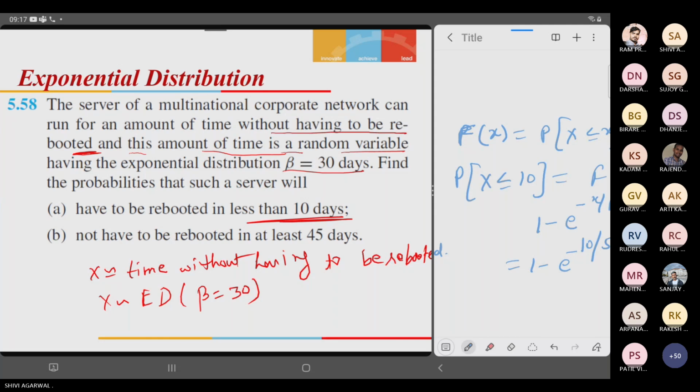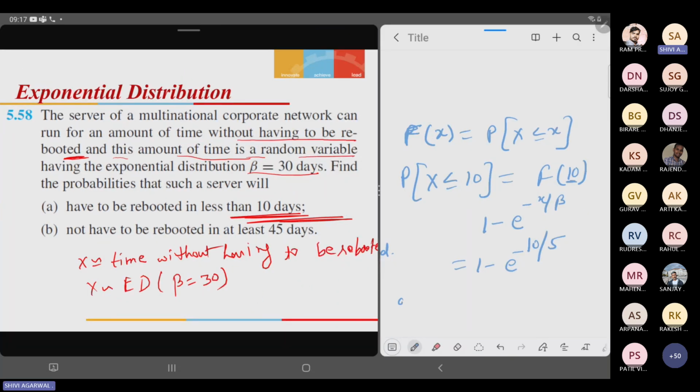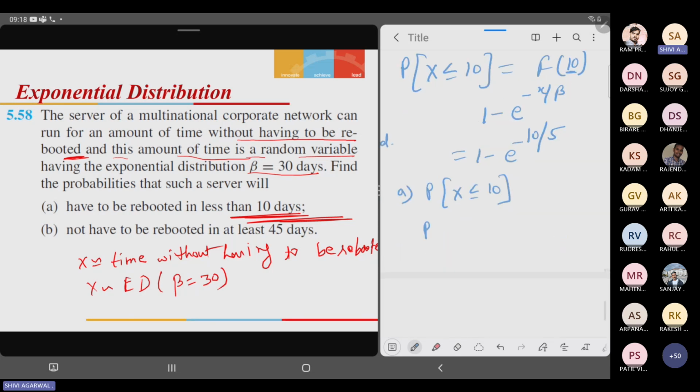Correct. Because what we have to find out, A part, probability when X is less than or equal to 10 days. So this means what? Probability, that is F of 10. Directly by the CDF we can say here. So in that case we can write it here: 1 minus e to the power minus x by beta. So here 1 minus e to the power minus 10 by 30.